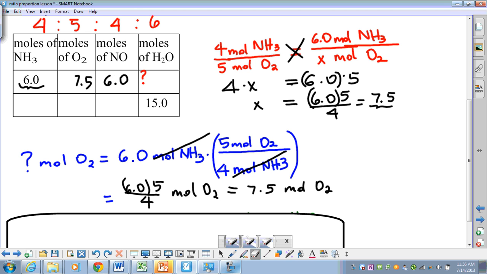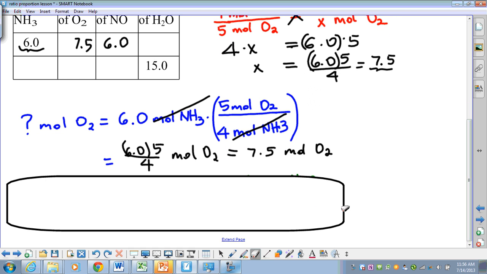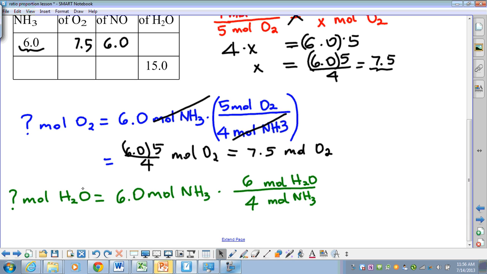So let's figure out the last one then. How many moles of water will be produced, assuming you have 6.0 moles of ammonia, NH3, given to you? And the ratio there was a 4 to 6 ratio: 4 moles of NH3 to 6 moles of H2O based on the given equation. So let's begin with what we want to find out. We want to determine the number of moles of H2O, so I wrote that on the left-hand side of our equation. And then I also wrote down what is given to us, which was 6.0 moles of NH3.